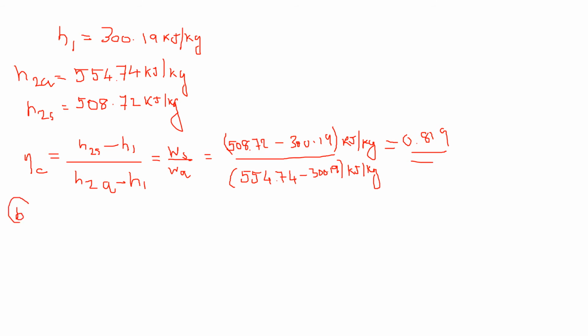Now the part B of the question was what? It was to find the exit temperature of the air if the process were reversible. Okay, so in this case, what they are asking you to find is the isentropic temperature. That's it. In simple words, reversible means what? Isentropic process.